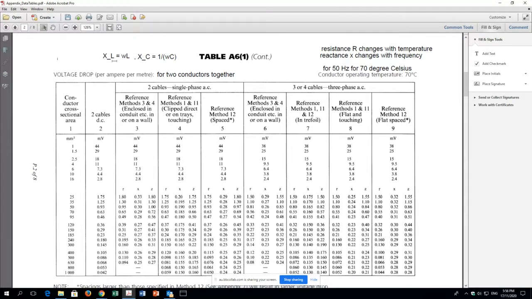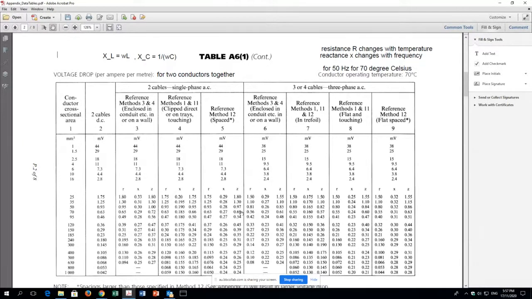For example, when you have an inductance L, the reactance of this inductance will be omega L. We use W to represent omega here, the angular frequency. And the capacitor's reactance is 1 over omega C. So the reactance X changes with the frequency. That's why we say reactance X changes with frequency, while resistance changes with the temperature.